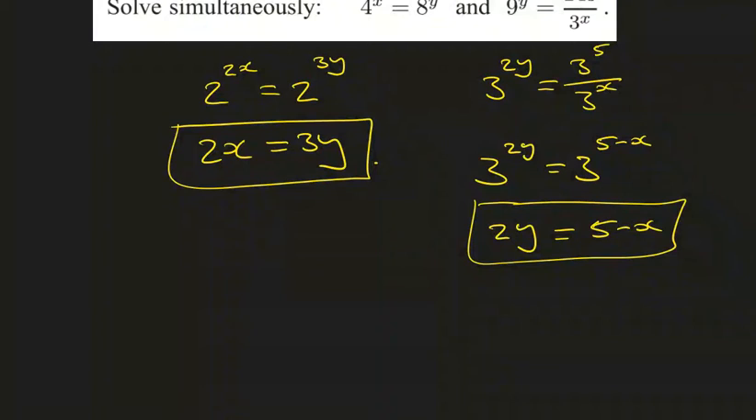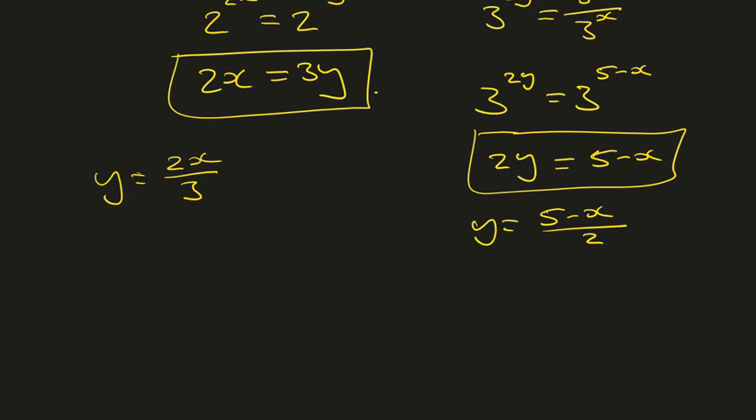So we've now got two equations in y and x. We can attempt to solve them simultaneously. Not sure what the best way of doing this is. I think I will try and equate them both to y, and then they can be equated to each other. So on the left-hand side, I could say that y is going to be 2x over 3. And on the right-hand side, I can say y is 5 minus x, divided by 2. So that's going to imply that 2x over 3 is equal to 5 minus x over 2.